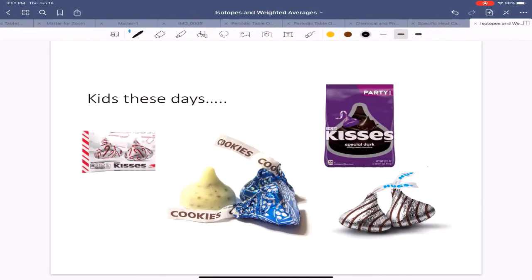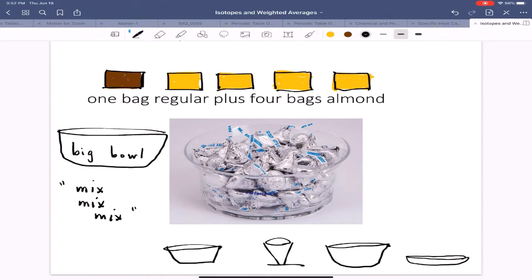Nowadays, you got choices. Peppermint, cookies and cream, special dark chocolate, even Hugs. But in my day, we only had Hershey's Kisses and almond Kisses. And so because I preferred the almond Kisses, when I became an adult, I could buy whatever I wanted. And I would buy a bag of Hershey's Kisses, regular, and then 4 bags with almonds.